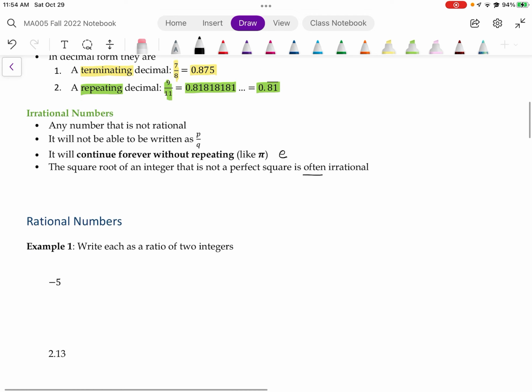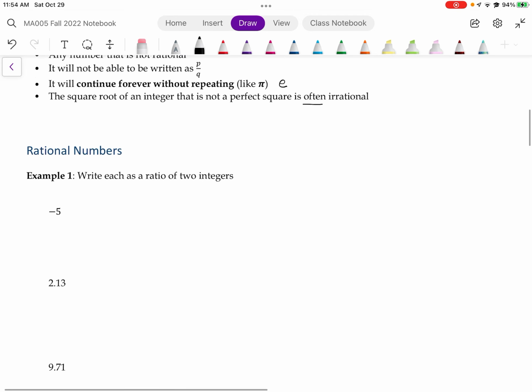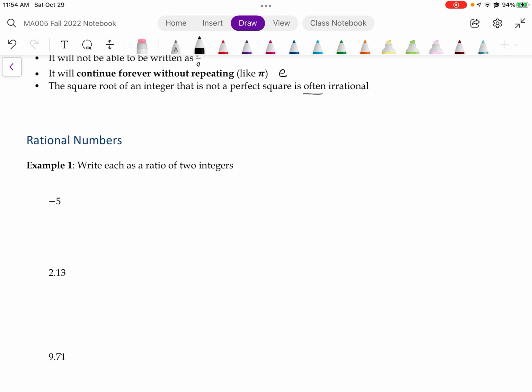All right, so rational numbers. We're going to write each of these as a ratio of 2 integers to prove that they are rational numbers. Okay, so -5 can be written as -5 over 1. That is the definition of p over q, where each of them is an integer, so that's a rational number. 2.13 is 2 13/100ths, and we can rewrite that as 213/100ths, just converting it to an improper fraction. So that is a rational number.